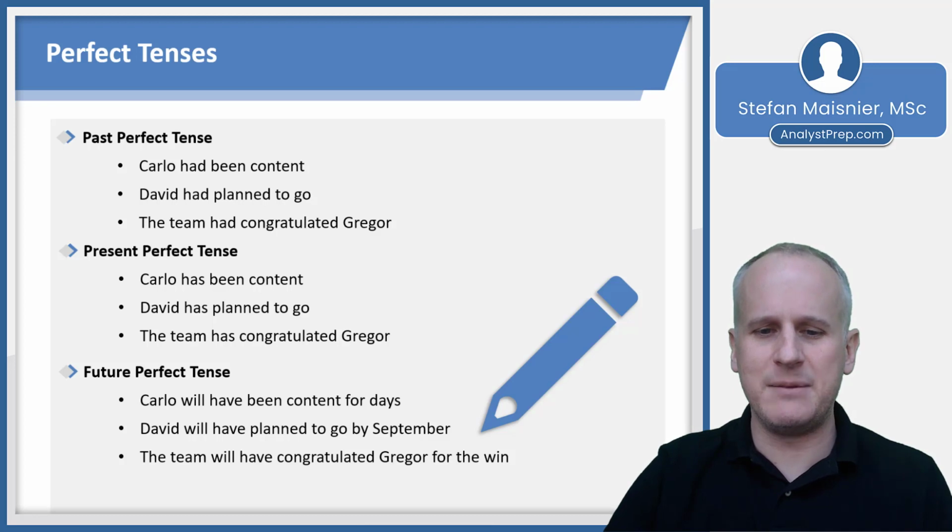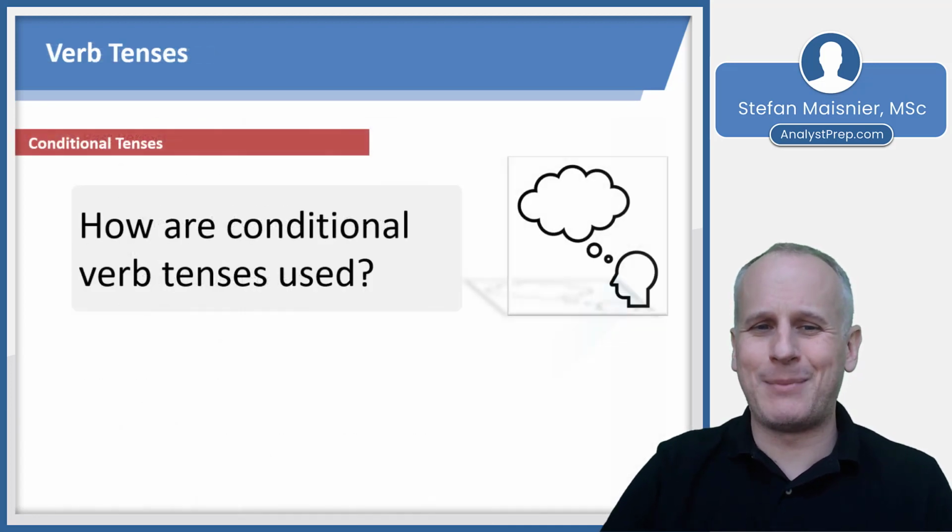And lastly, the team will have congratulated Gregor for the win when that occurs. So there's your circumstance. So now let's talk about conditionals and how conditional verb tenses are used.